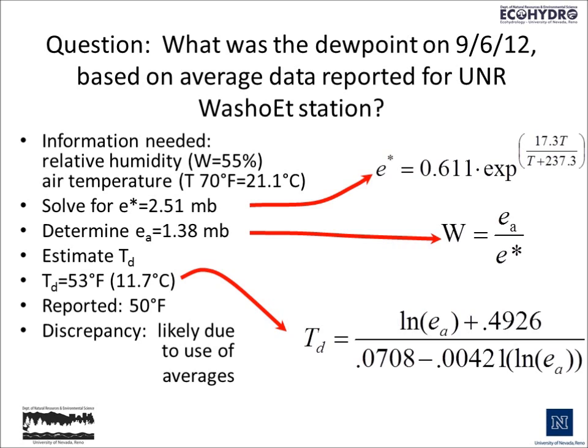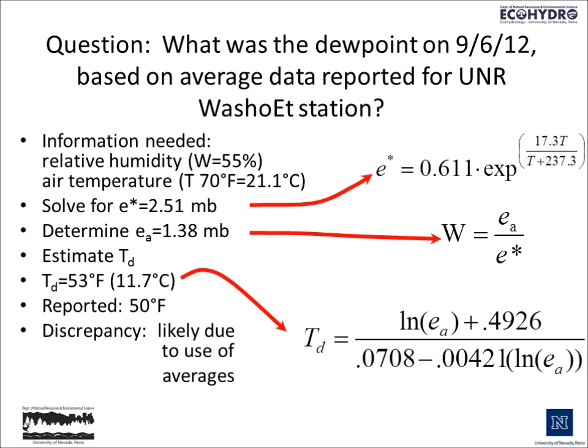The information that we need in order to calculate the dew point includes the relative humidity. Here on the 6th of September, it was 55%. The average air temperature on the 6th of September was 70 degrees Fahrenheit, which is equal to 21.1 degrees centigrade. We use that information to solve for the saturated vapor pressure at that temperature, again in degrees centigrade.